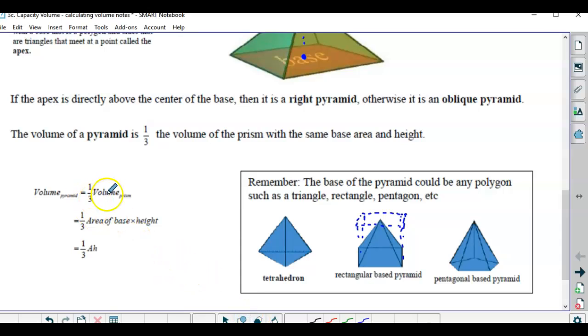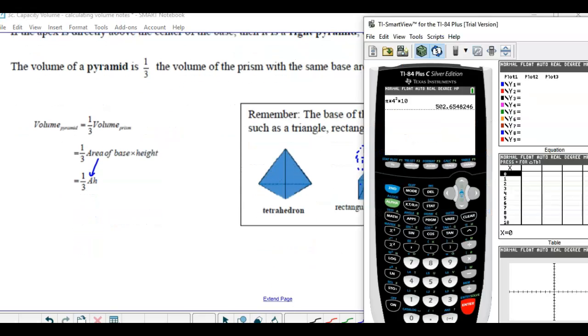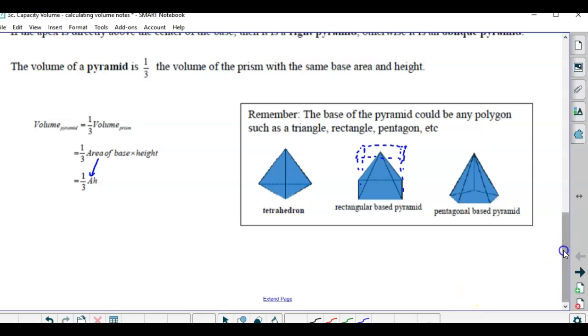So there's your 1/3 volume of the prism. What's the volume of a prism? Well, it's the area of the base times the height. So we use that capital A. And then it really just depends on what the base is.